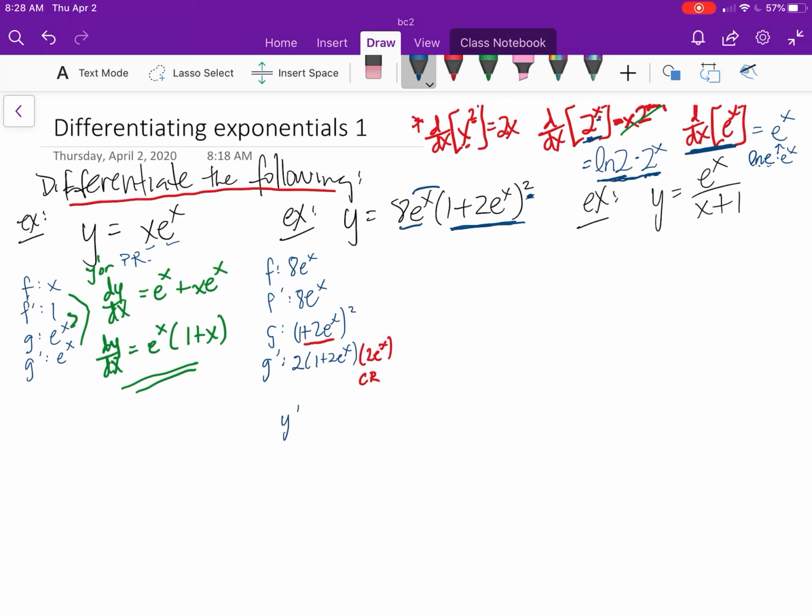So y prime, the derivative, is f prime g. Let's switch colors to f prime g: 8e to the x, 1 plus 2e to the x squared, plus fg prime, 8e to the x, times, let's see, we could combine these two, I guess, 4e to the x, times 1 plus 2e to the x. Now that's pretty ugly.